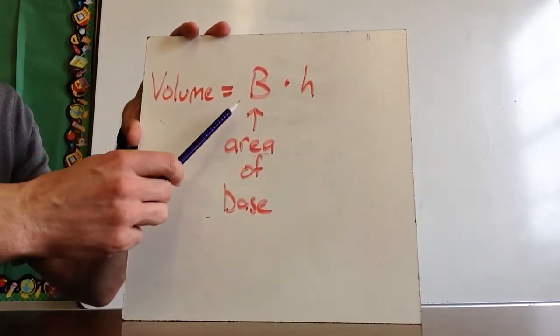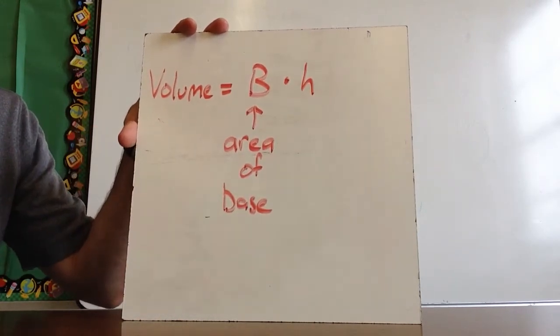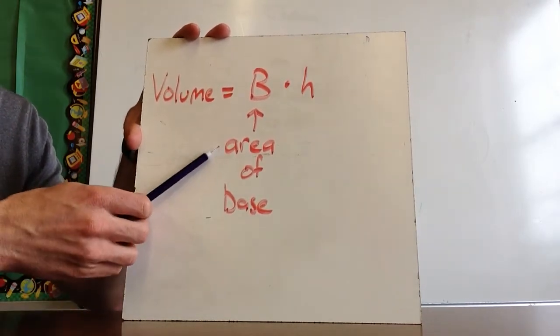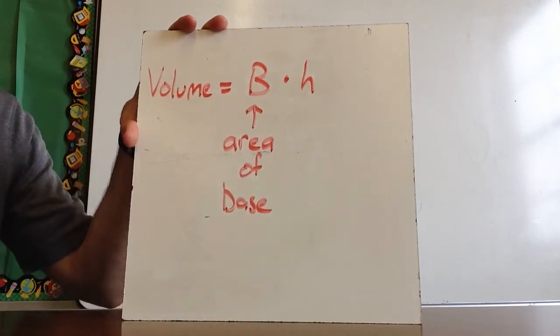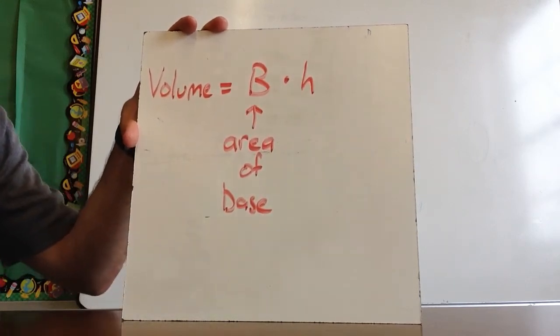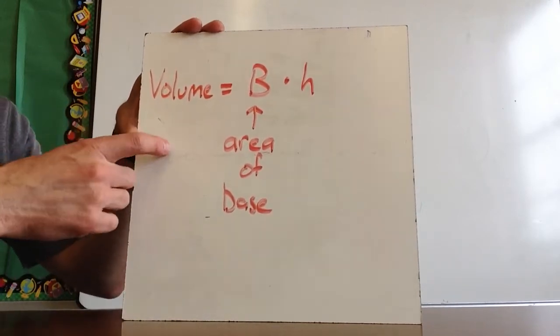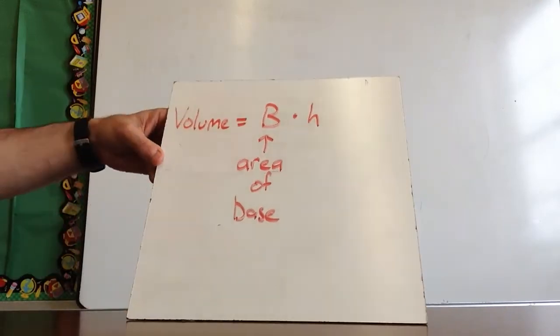The idea of volume is the area of the base times the height. If you think about a rectangular prism, a prism with rectangles on all sides, the base is a rectangle, so that would be length times width times the height. We're going to look at that one first, but I also want to talk about what happens when you look at a triangular prism. So, big B is the area of the base, times the height.